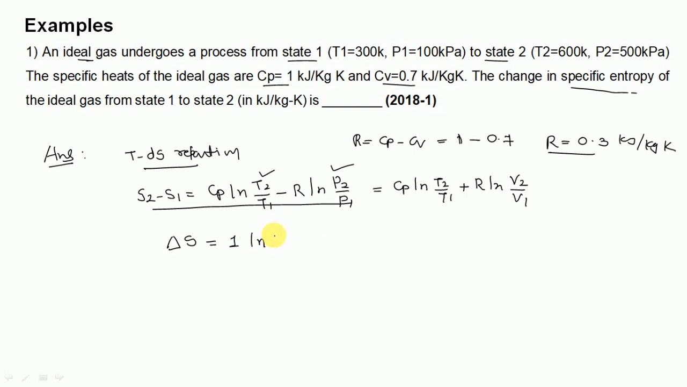ln T2. T2 is given as 600 Kelvin divided by T1, T1 is given as 300 Kelvin, minus R value. The R value we already calculated is 0.3, ln P2, given over here as 500 kilopascal. So I write over here 500 divided by P1, given as 100 kilopascal. If I calculate this, try to calculate, I will give you some time.